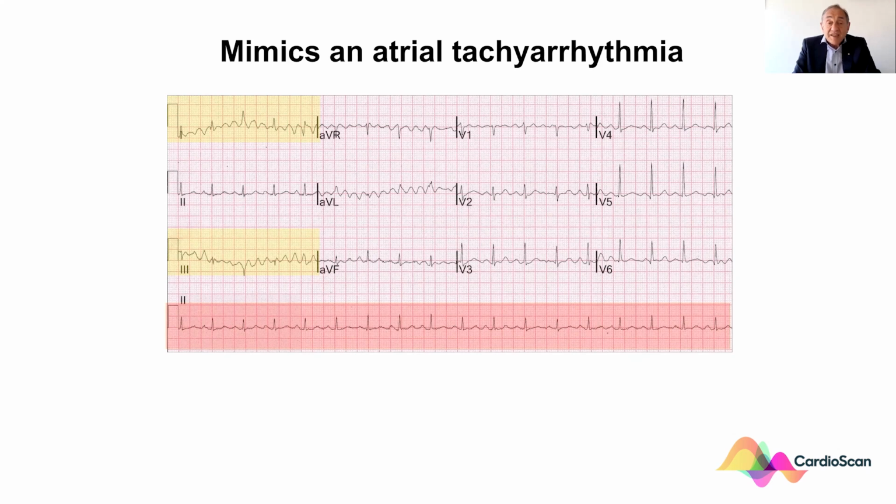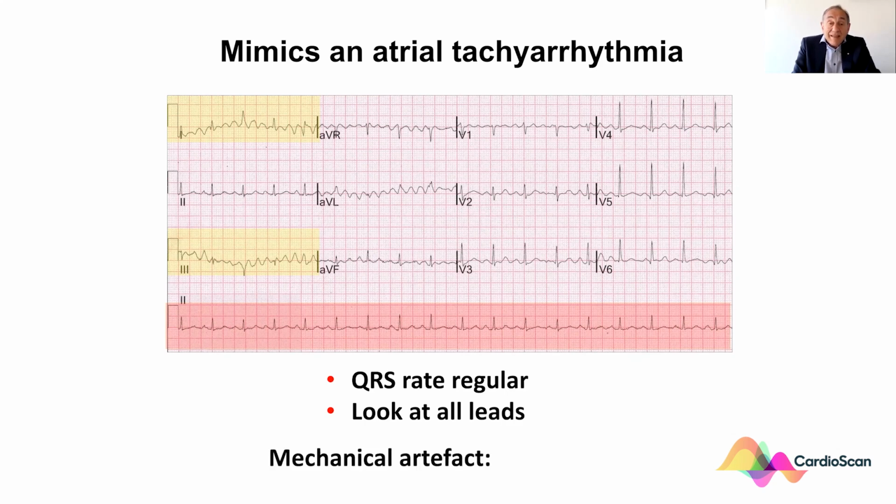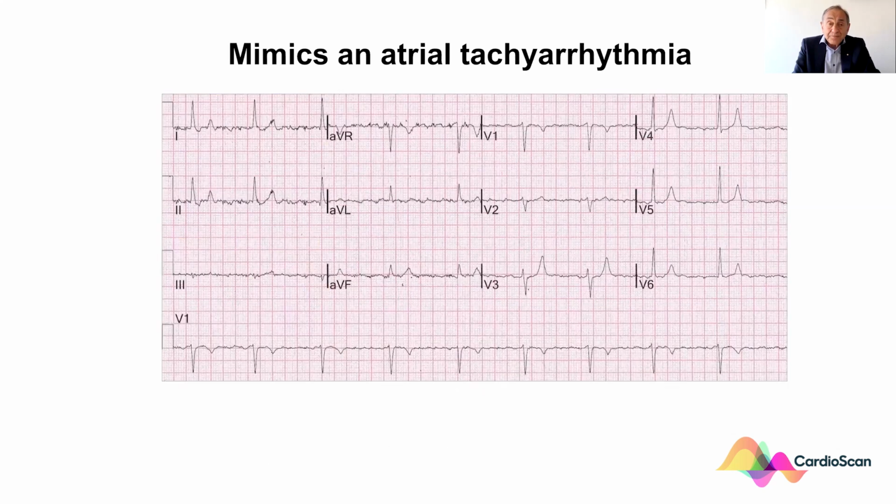And this occurs at the same time as the artifact, making a definite diagnosis difficult. The QRS is regular, and you need to look at all the leads. Remember that this is a mechanical artifact and it belongs to the left arm because of it involving leads 1 and lead 3.